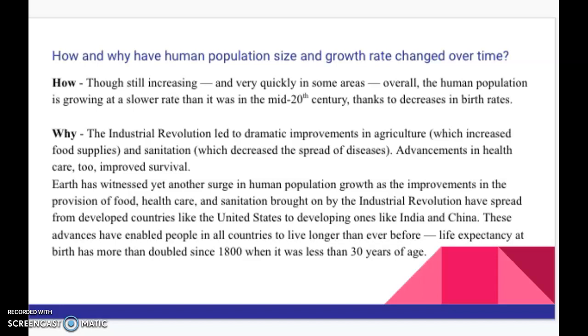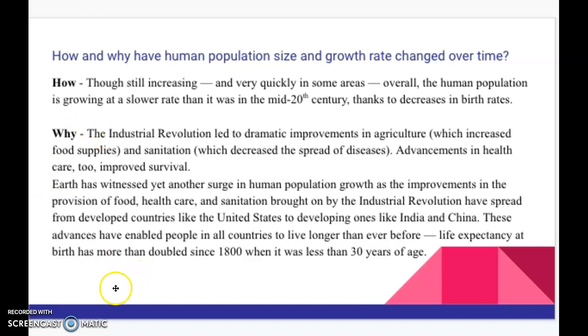So the first question was how and why has human population size and growth rate changed over time? The how, according to the textbook, is that it's still increasing very quickly in some places, but overall the human population is growing at a slower rate than it was in the mid-20th century, thanks to a decrease in birth rates.